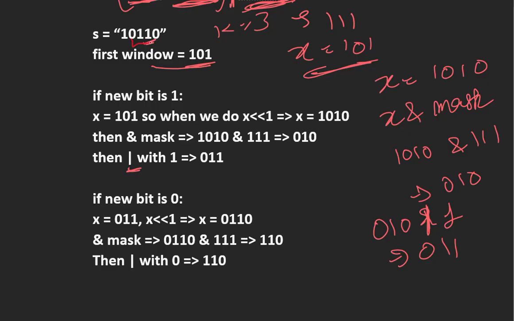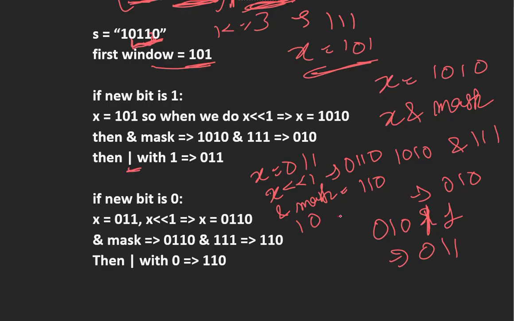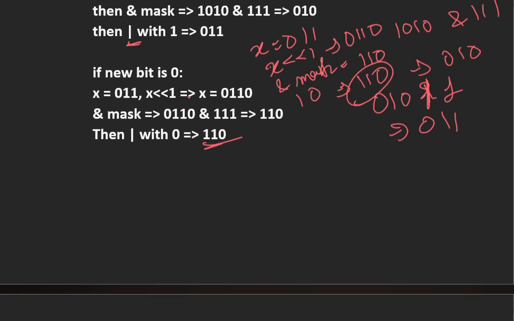Is that our new window? Yes, that's our new window. So now our x is 011, and the next new bit is 0. Again we do the same thing, left shift by 1 bit, so it will become 0110. Then AND with mask, that is 111, so we get 110. Then OR with the new bit, so OR with 0, so 110 only, and that's our final window, right? I hope you get the steps clearly.